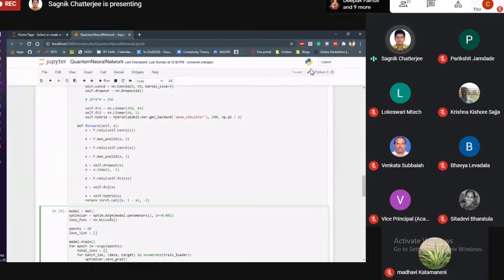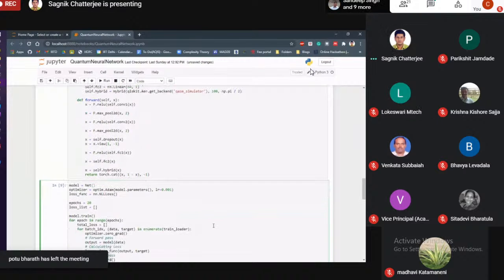You have optimizers which work well with quantum optimizers. You have Adam optimizers and you have quantum gradient descent. So this is up to you to play around with. This is what I use for this tutorial. You can use anything that you like. The world is your oyster. We train for 20 epochs and we start training.